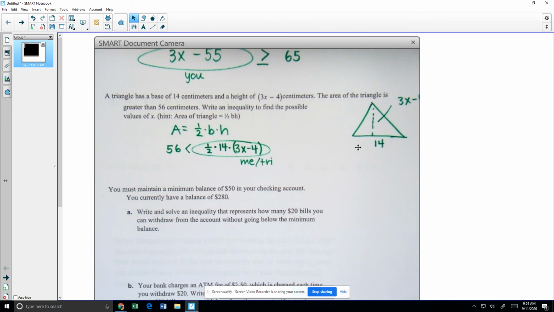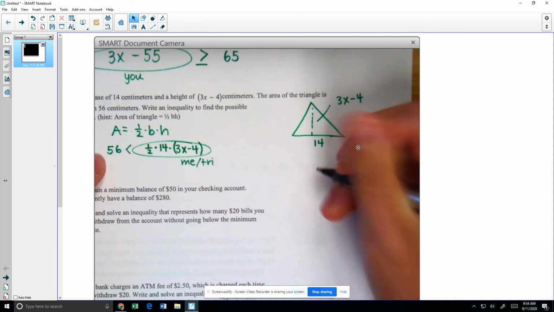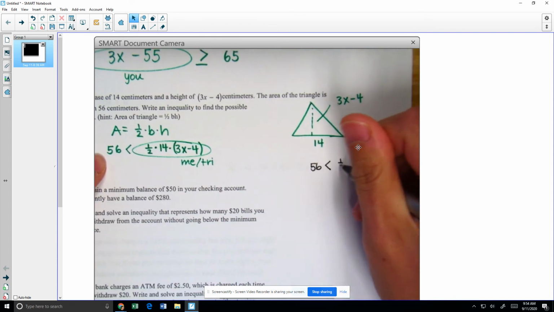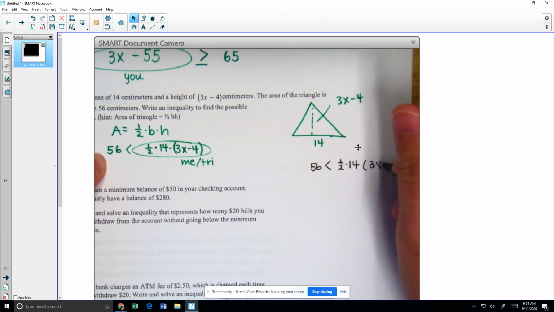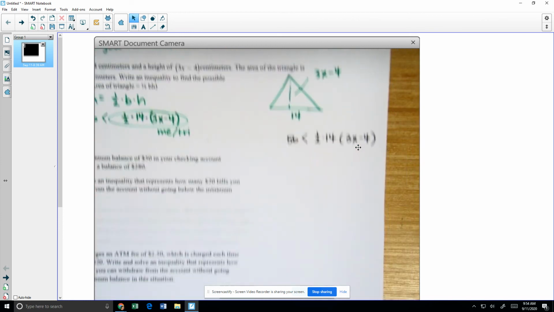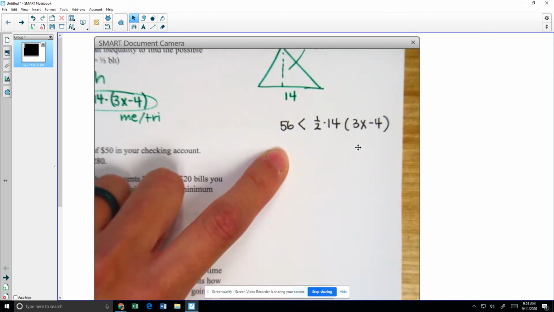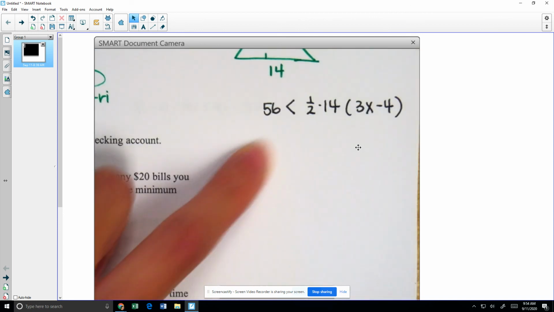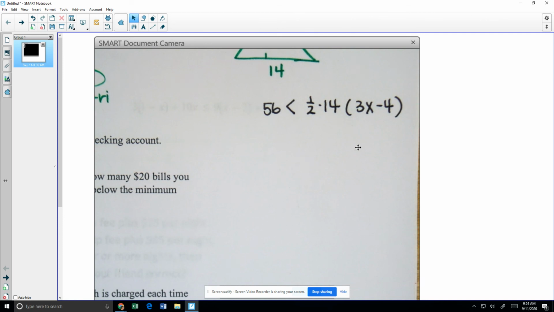Okay, this one, let's actually solve, just because the math is a little bit harder here. Let me write it neater off to the side. So 56 is less than 1/2 times 14 times (3x minus 4). Okay, so let's solve this. Does anyone think they know what's the first thing you have to do? Get rid of the parentheses. Okay, so how do I get rid of the parentheses? You get rid of 14. Okay, so how do I get rid of 14?